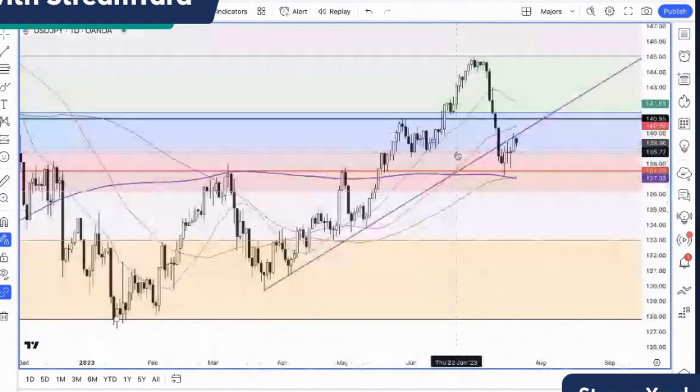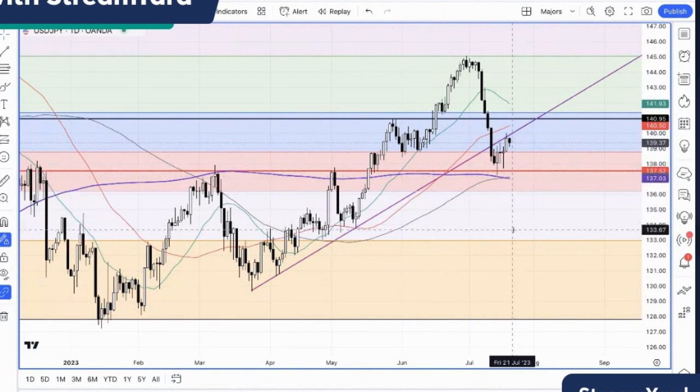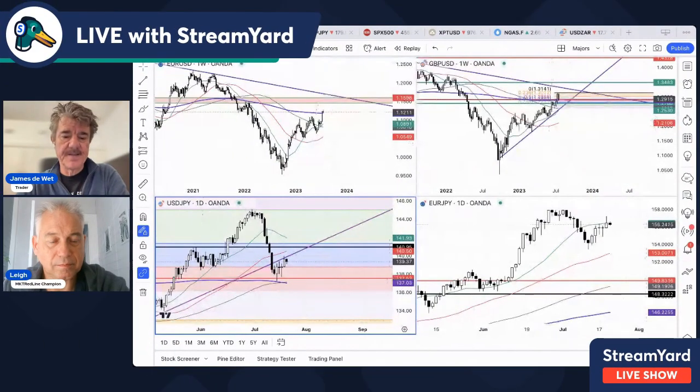Look how we've come up to the underside of this quite long-term trend line. This is a day chart. We've just tagged it from underneath after a massive collapse over the last couple of weeks, and then setting up for a beautiful continuation lower. I think we're going to see 128 to 130 on the dollar yen in coming weeks and months towards the end of this year. So that's what I think on those pairs.